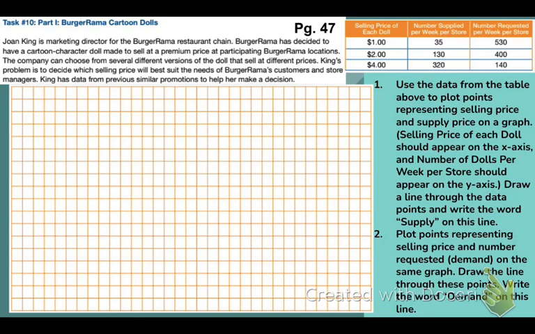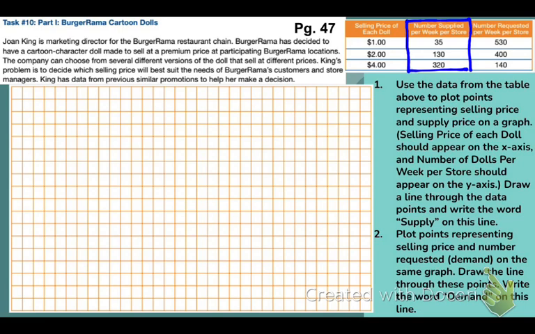What does it mean when we talk about the number supplied? What do we talk about when we talk about supply? How much they have or how much they've made? Yeah, so our supply is how much the merchant has in stock. It's the amount available that they have to sell.